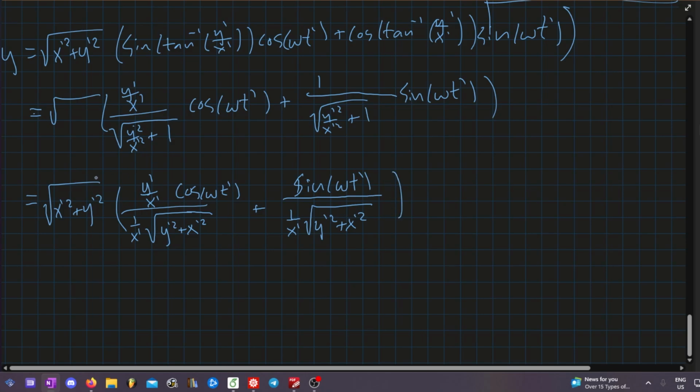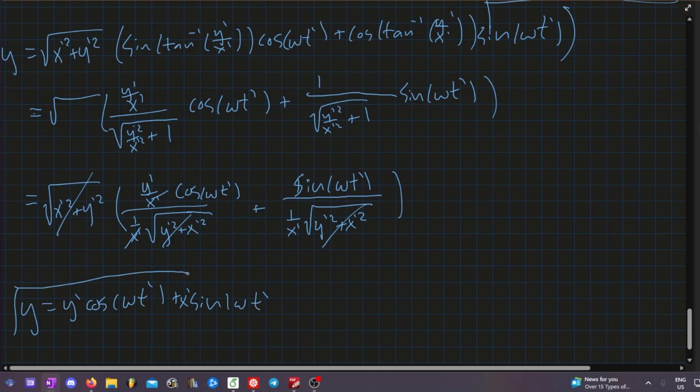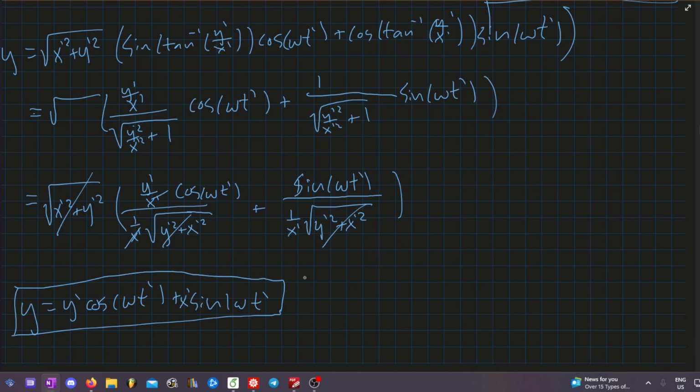Now we're free to go ahead and make the cancellation again. So we'll do this. This x prime will cancel with this x prime, and we're left with something relatively simple, that y is y prime cos of omega t prime plus x prime sine omega t prime. Okay, so we have our x and our y now, and we're pretty close to the end of this problem. So I'm going to rewrite x here just so we have it.